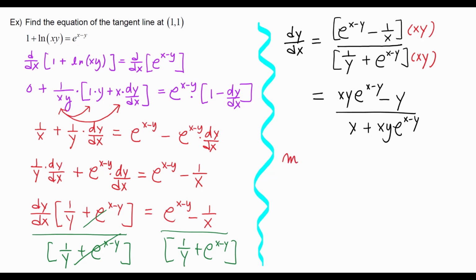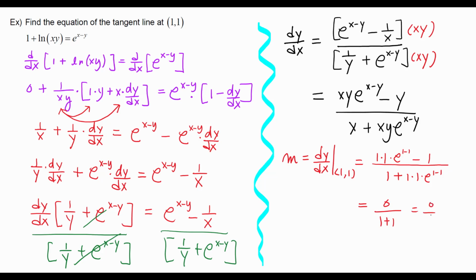So the slope that I'm trying to find is dy/dx evaluated at (1, 1). So plug in x equal 1, y equal 1, and I get 1 times e to the 1 minus 1 power, minus 1, over 1 plus 1 times e to the 1 minus 1. So easy. 1 times 1 is 1, e to the 0 is 1. So I have 1 minus 1 on top, which is 0. In the bottom, I get 1 plus e to the 0 which is 1, so 0 over 2, but still 0. So the slope is 0.